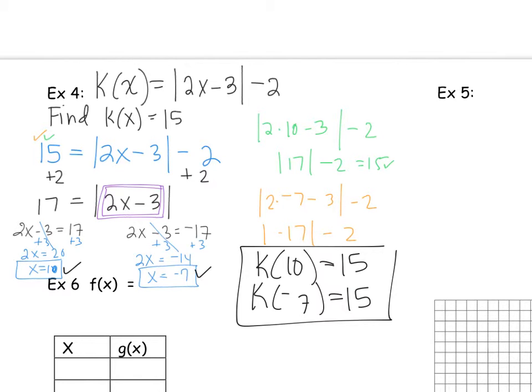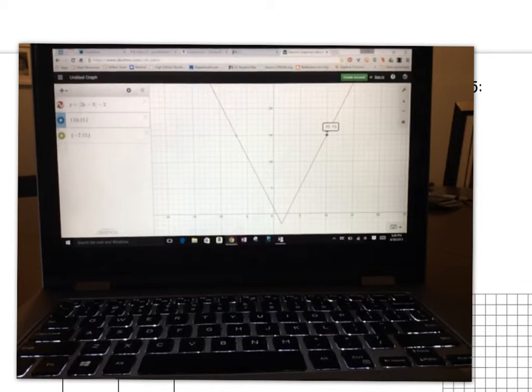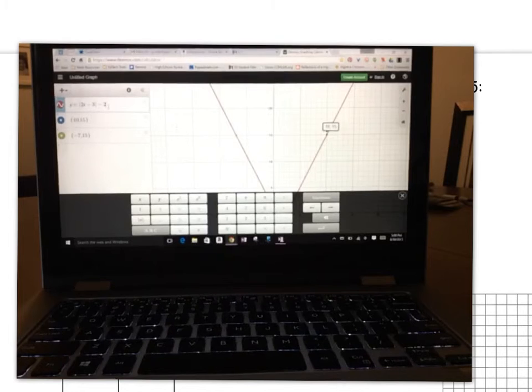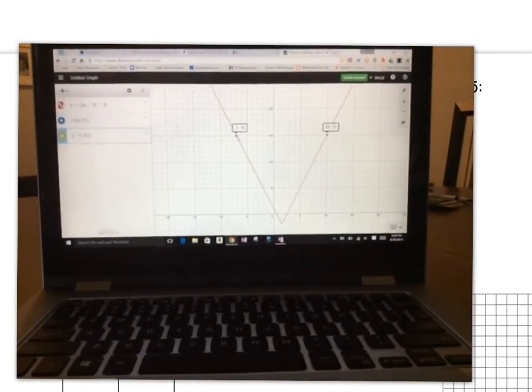So that means that there are two ordered pairs on this graph that will have a y value of 15: x value of 10, y value of 15, and x value of negative 7. And I actually want to take a second to show you that graph. Right here I have graphed the function y equals the absolute value of 2x minus 3, minus 2. And I plotted the two points, and you can see they're right there.